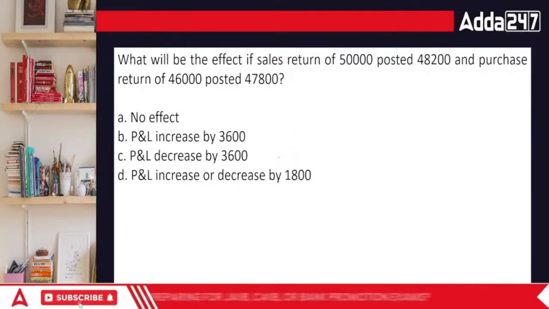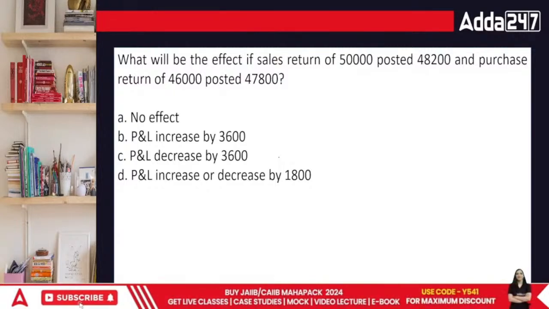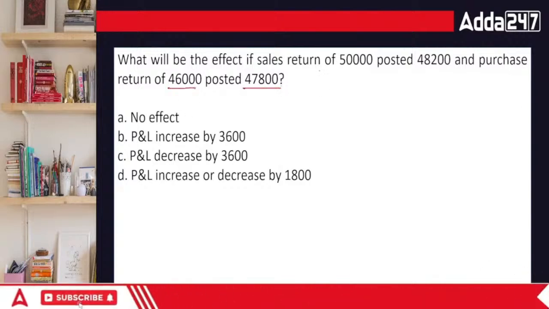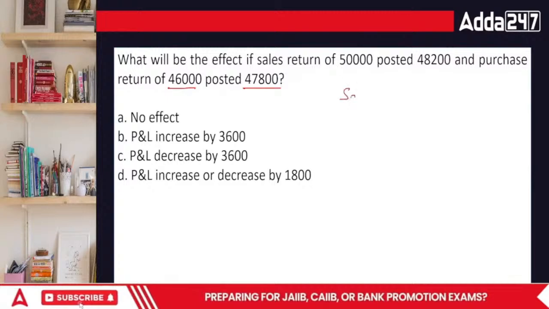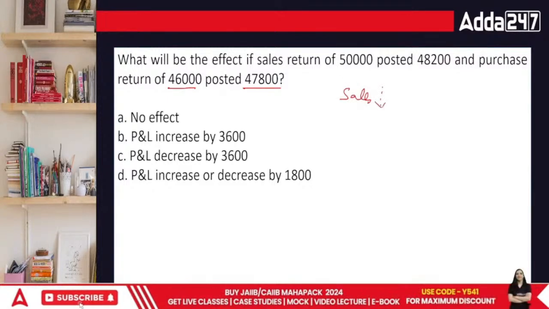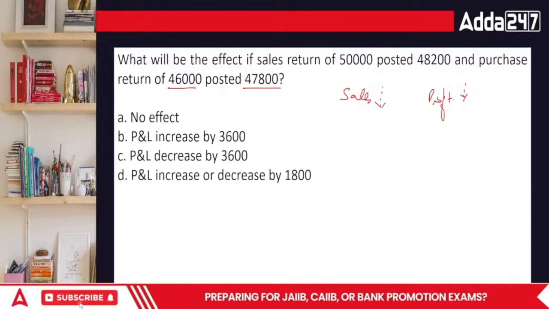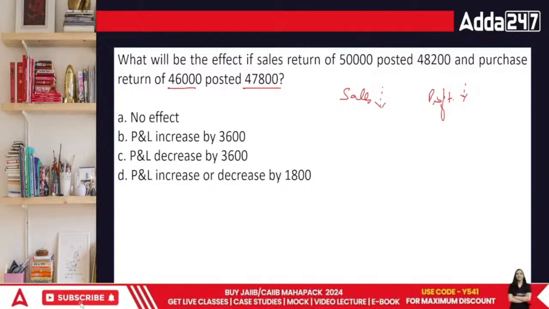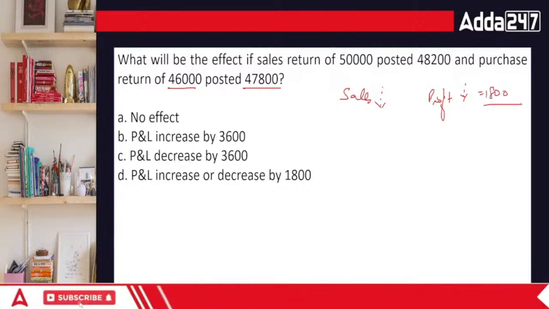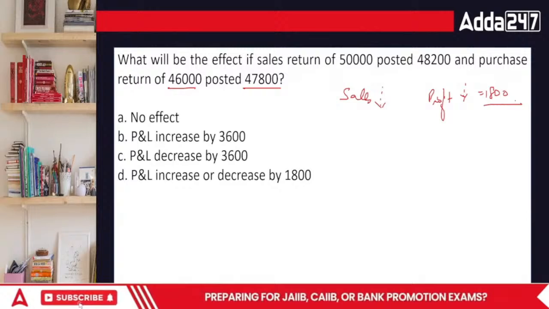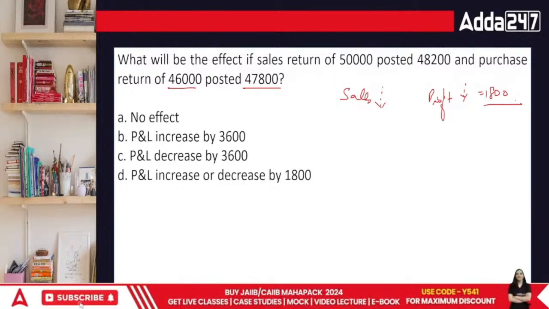What will be the effect if the sales return of 50,000 is posted as 48,200 and the purchase return of 46,000 is posted as 47,800? Okay, there is a sale which is undercast, so the profit is reduced. By what amount, everyone? This is 50,000 minus 48,200, giving me an amount of 1,800. Profit is understated. And 46,000 minus 47,800.